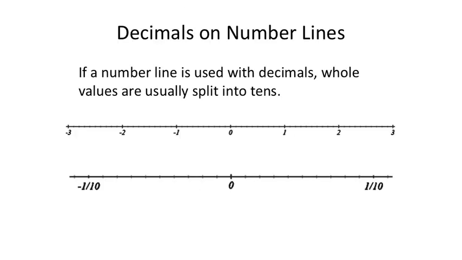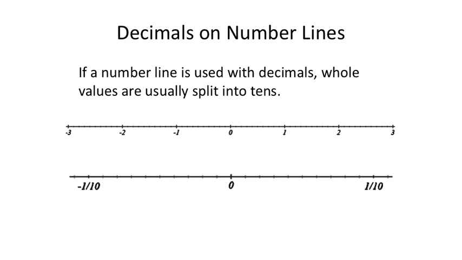Okay, decimals on number lines. In the past, we've seen number lines like this, and you'll notice there are 9 marks between the 0 and -1. That's because -1 would be the 10th mark, or you count 1, 2, 3, 4, 5, 6, 7, 8, 9. This is the 10th mark, so this is cut up into tenths.